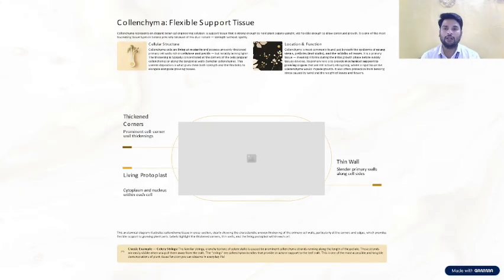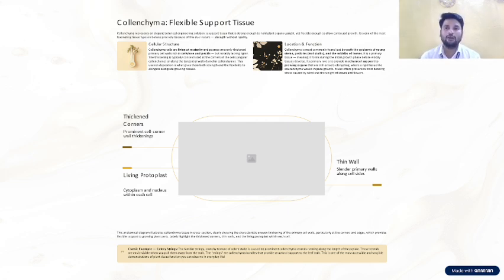Second one, collenchyma, a flexible supportive tissue. Collenchyma represents an elegant botanical engineering solution, a support tissue strong enough to hold the plant's organs upright yet flexible enough to allow continued growth. It is one of the most fascinating tissue types in botany, precisely because of its dual nature: strength without rigidity.